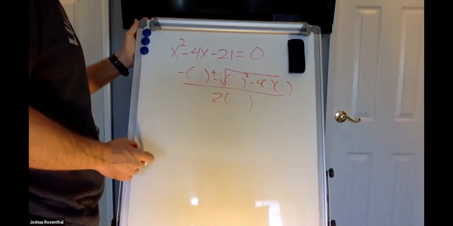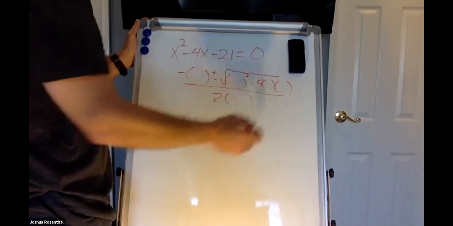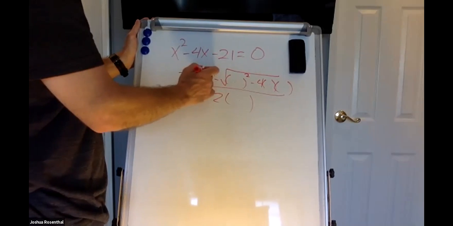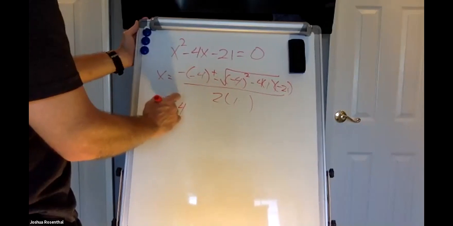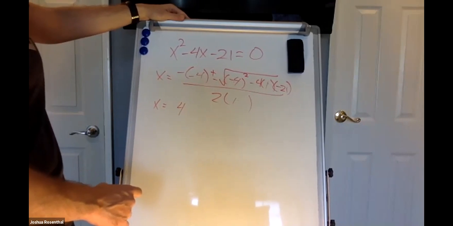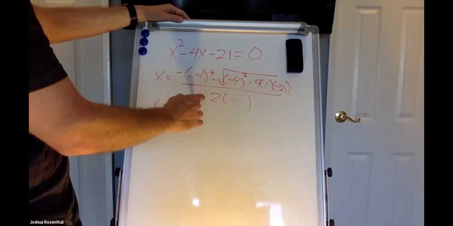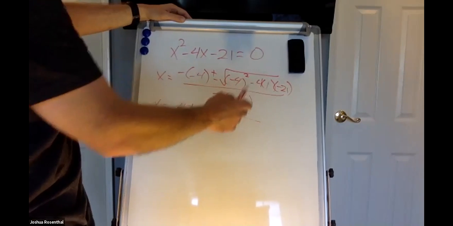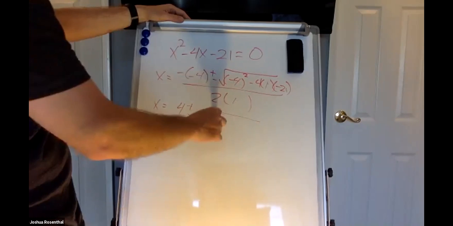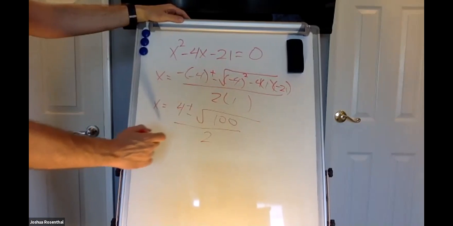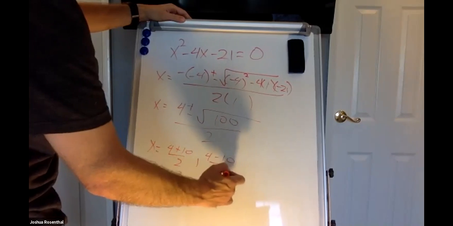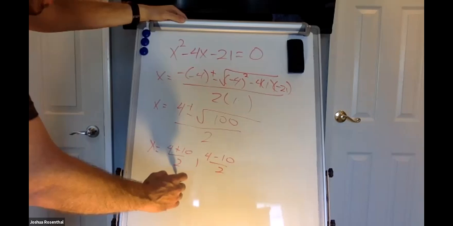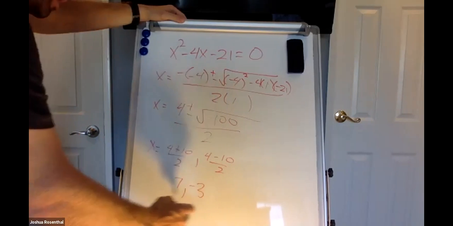Set up your quadratic formula. Here are the b's. Here are the a's. Here's the c. Okay, b is negative 4. Okay, a is 1. c is negative 21. Here you get positive 4. And this is what x is equal to. These are the x-intercepts that you're finding. And plus or minus, here we go. 16 plus 84 is 100. That came out nicely. So x could be two answers. It's 4 plus 10 over 2, and it's 4 minus 10 over 2. Those are the x-intercepts. Yeah, and so 14 over 2 is 7. This is negative 6 over 2 is negative 3.